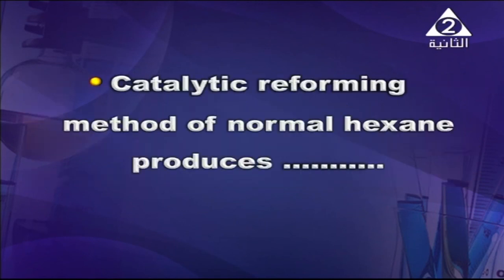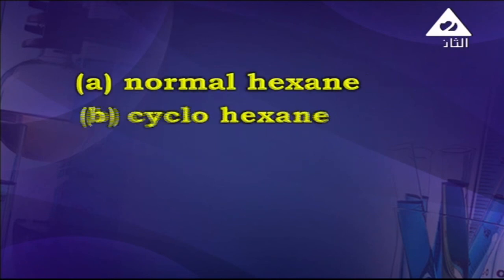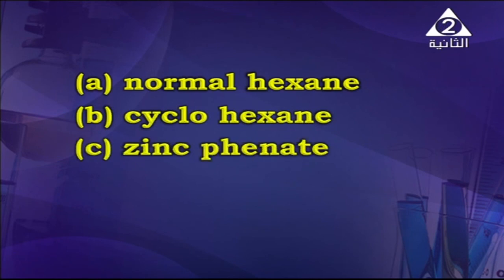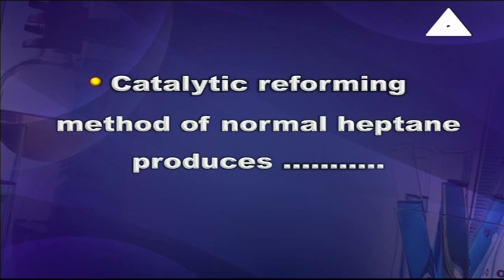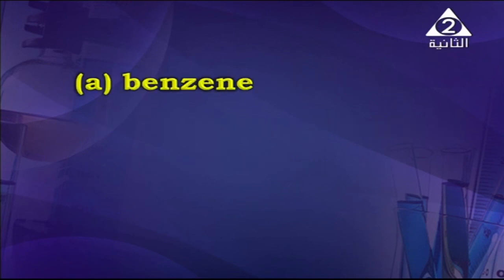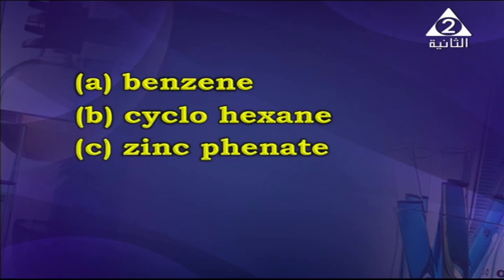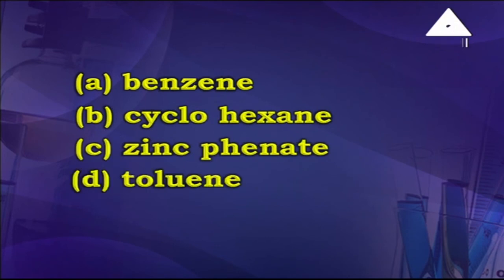Next point. Catalytic reforming method of normal hexane produces what? Normal hexane, cyclohexane, zinc phenate, benzene. If you think about it, yes, it will be benzene. Next point. Catalytic reforming method for normal heptane produces what? Benzene, cyclohexane, zinc phenate, toluene. If you think about it, yes, it will be toluene.